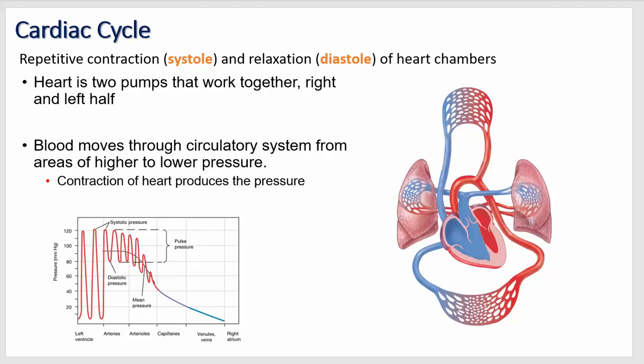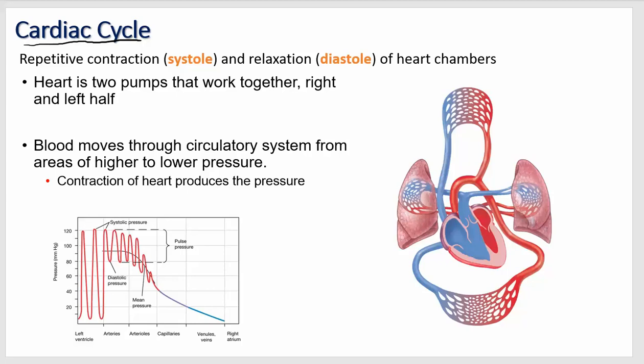So cardiac cycle is what we call that repetitive contraction and relaxation of the heart chambers. It's basically your heart beating, but we're going to go through and say what's going on at every phase. We're going to move through it with the blood, and we're going to talk about what's going on with the valves and when they're open and when they're closed.